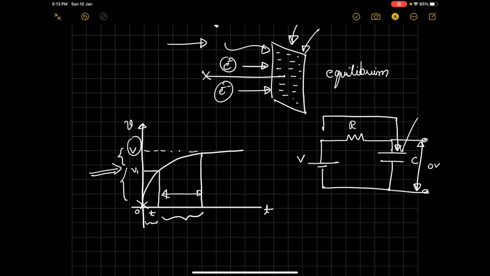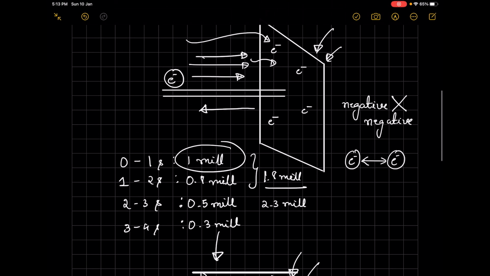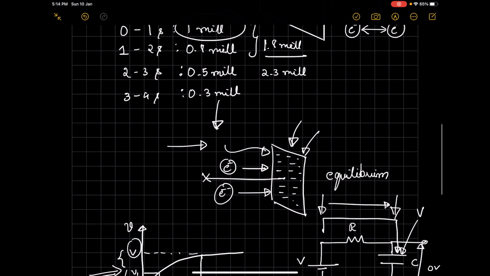And once the capacitor reaches the voltage V, there will be no potential difference between this point and this point, and hence there will be no current flow. And we saw this intuitively through the charge movement as well, that when the number of charges on the plate is quite big, it will oppose the new charges coming in. At that point there will be no charge flowing at all, and we call the system to be in equilibrium, and this is the reason why capacitors block DC signals.